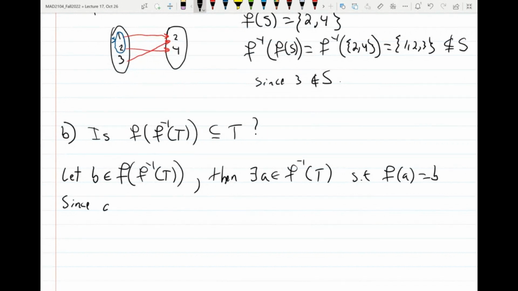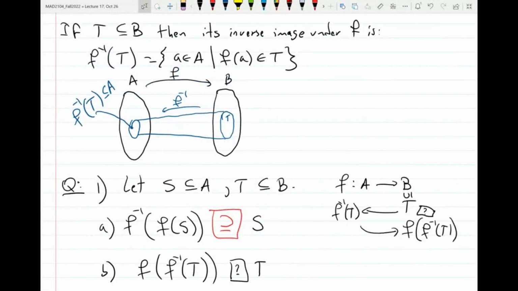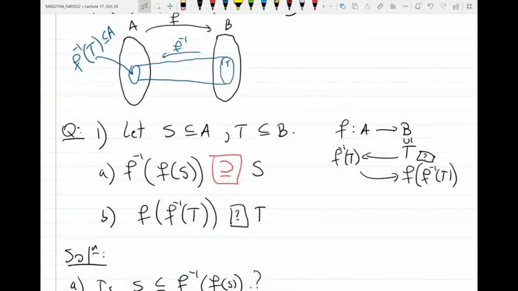Now, since this little a is in the inverse image of T, what does this mean? What's the definition of inverse image? Think about the picture. You have T. What's the inverse image? So you have T and then you do inverse image. This is the inverse image of T. So what does it mean to be an element here? What can you say for sure? Okay, it's an element of A also.